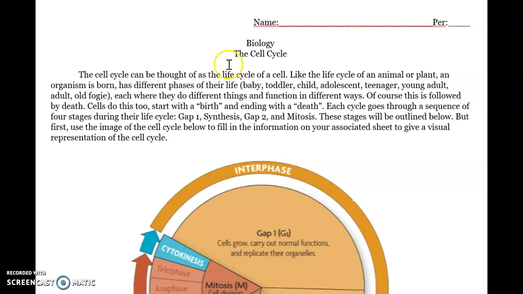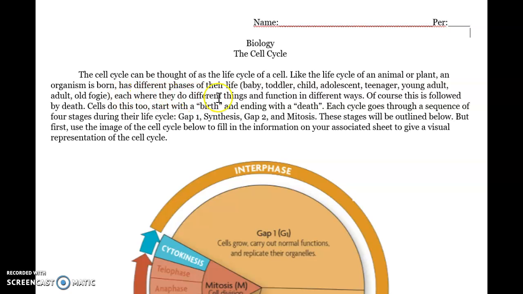So let's start at the top here. We're looking at the cell cycle. The cell cycle can be thought of as the life cycle of a cell. Like the life cycle of an animal or plant, an organism is born and has different phases of their life. In terms of humans, the phases would be you start as a baby, you become a toddler, then a child, then an adolescent, a teenager, young adult, and then an old fogey.